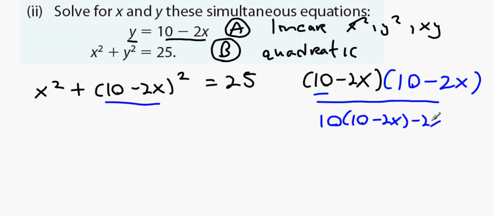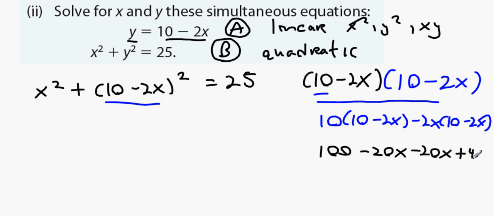And then what you're going to end up getting is this. You're going to end up getting 100 minus 20x minus 20x plus 4x squared. Then you're going to get 100 minus 40x plus 4x squared. Okay, so we'll just insert that in. So we get this, and all we have to do is add on x squared onto it.